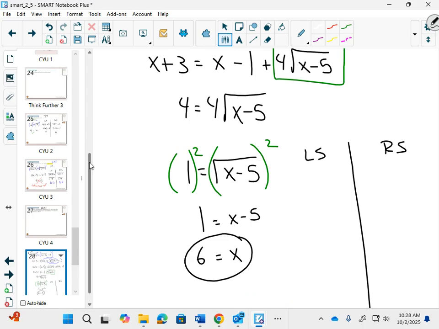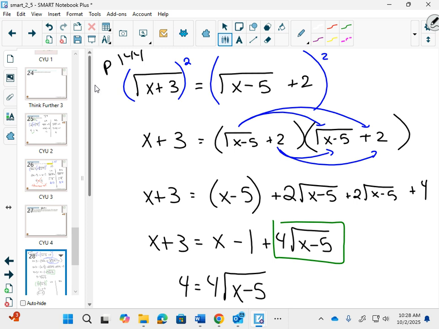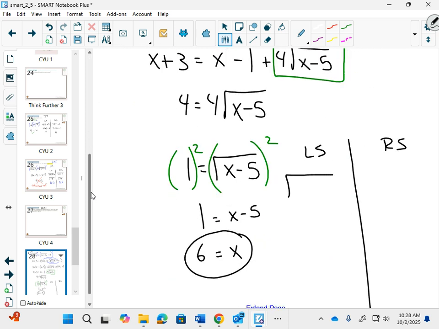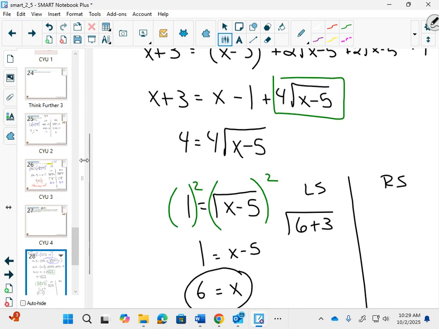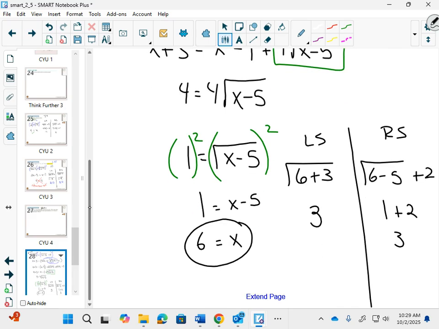Okay, let's check. Very original equation. The left side started off as square root of x plus 3. The right side started off as square root of x minus 5 plus 2. This will be 9. Square root of 9 is positive 3. This will be 1. Square root of 1 is 1, plus 2. This is also 3. It worked. Thank goodness.